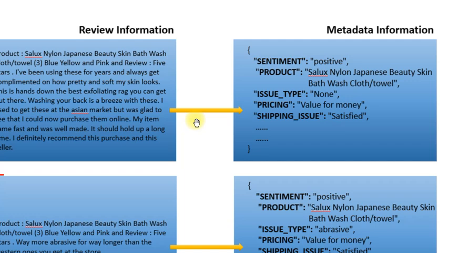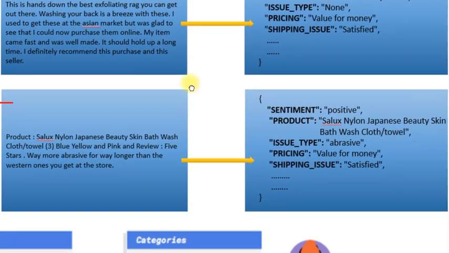Or the issues type, do they have any issues with this? Oh, the price is no, the answer is no. And the pricing and shipping issues and other metadata, we need to add this information. Also, this also happened on the bottom. You can add some metadata to this.